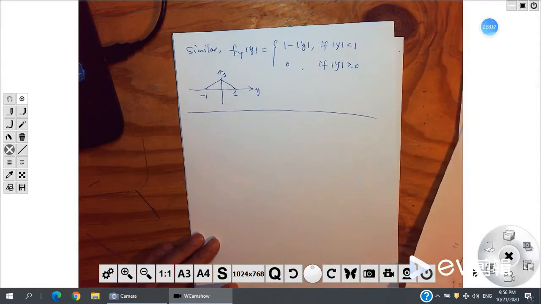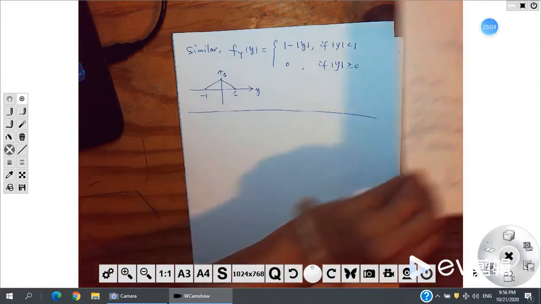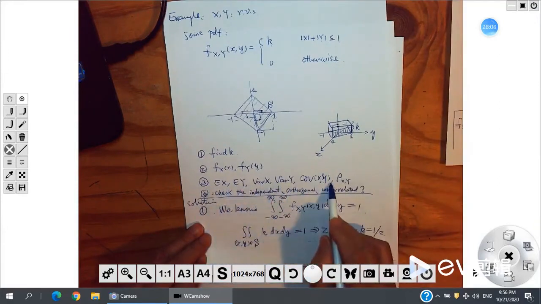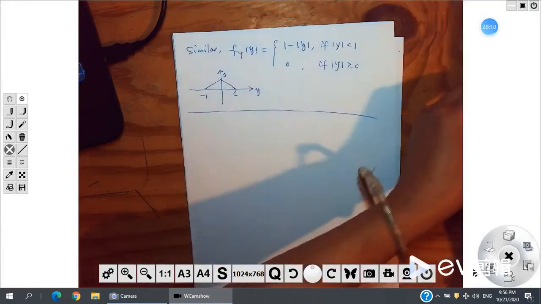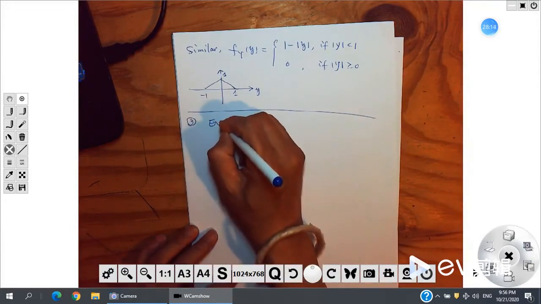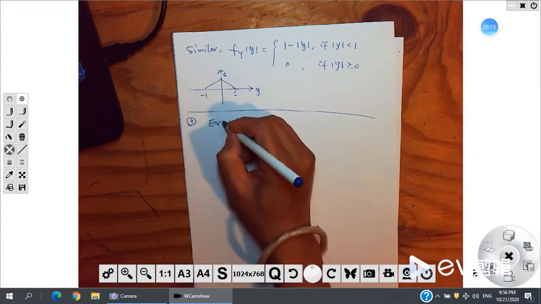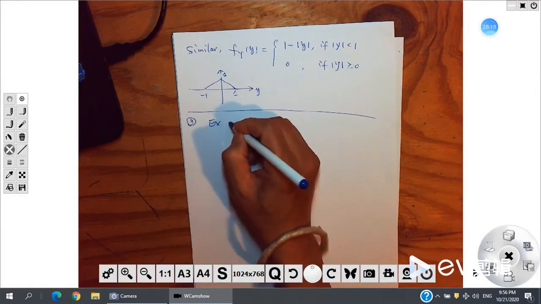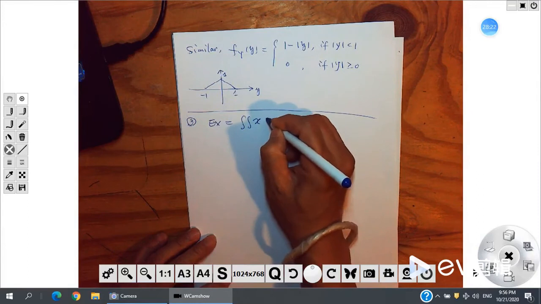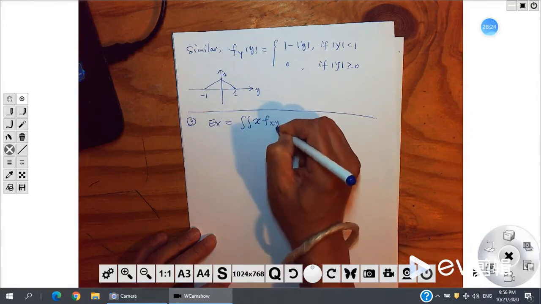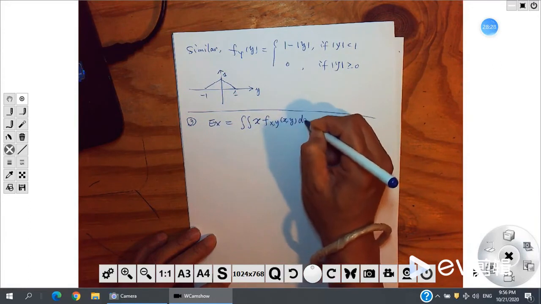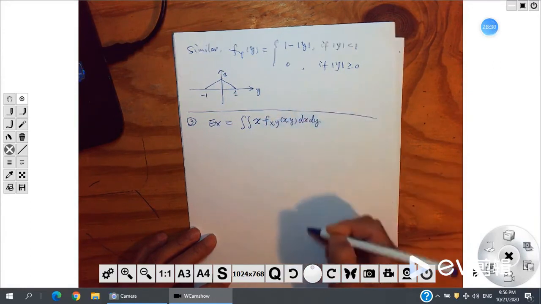Then the third part, okay, we want to find all of these numbers. Third part, the EX. Okay, to calculate EX, we have two ways now. We can use the integral of x times the density function of both x and y, with dx dy. We can use this.